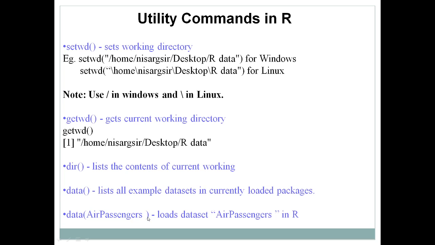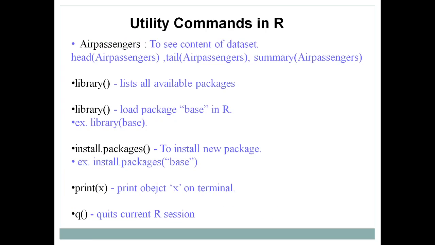Suppose I need to load a dataset. One of the inbuilt datasets available in R is AirPassengers, a dataset about passengers of an airline. That is an inbuilt dataset available in R. Suppose I need to load that dataset in my environment, I can use this particular command, data in brackets AirPassengers. What is the use of this? It helps to load the dataset AirPassengers in the R environment. So this is again another utility command.